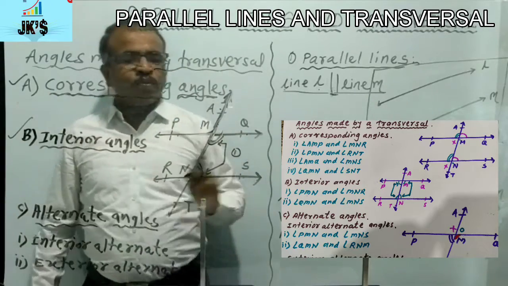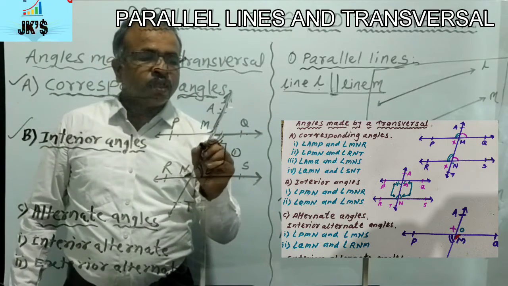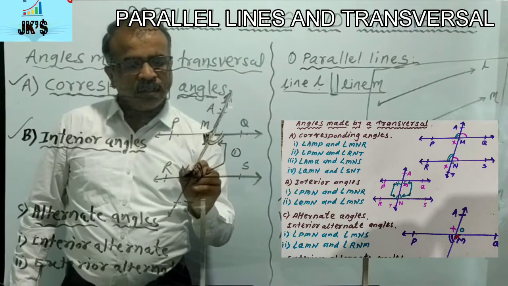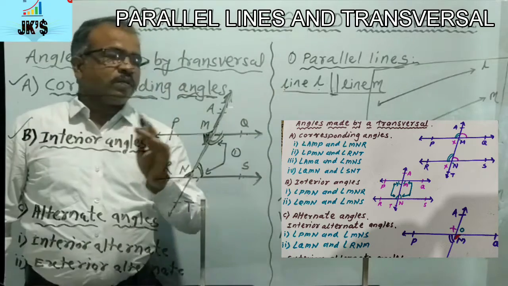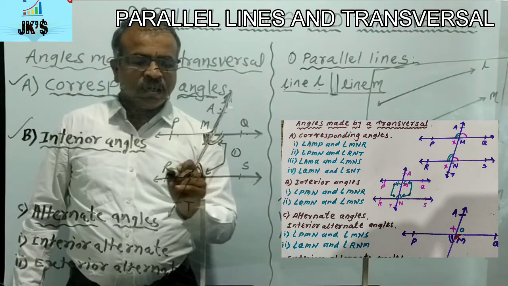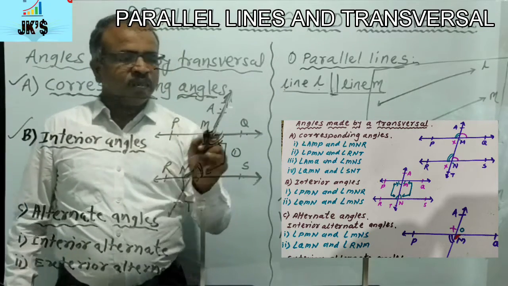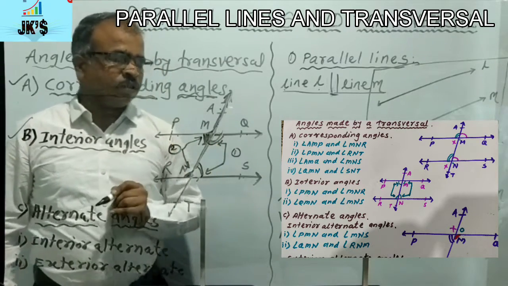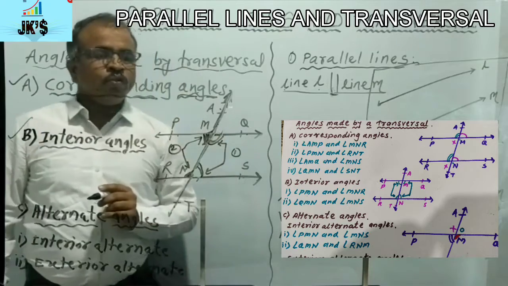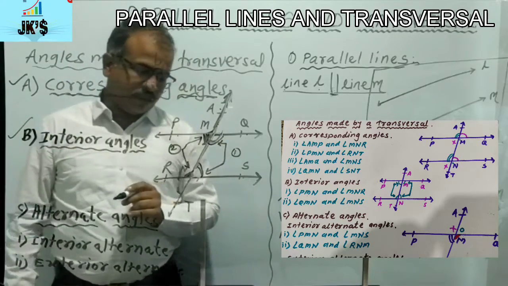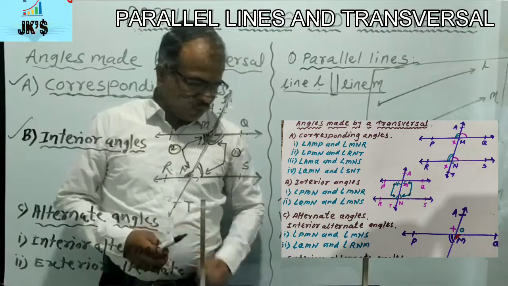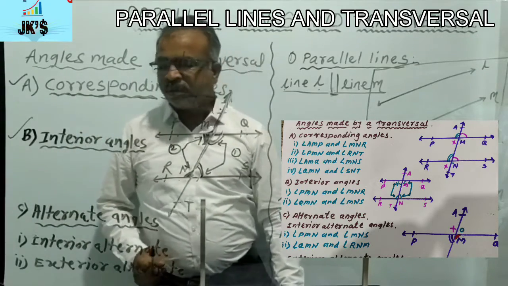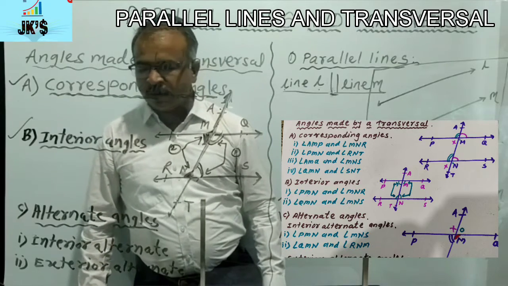Second pair is on the opposite side of the transversal. Obviously, this angle and this angle: angle PMN and angle MNR. This is the second pair of interior angles. So friends, there are 2 pairs of interior angles. Now we take the third type, and the third type is the alternate angles.